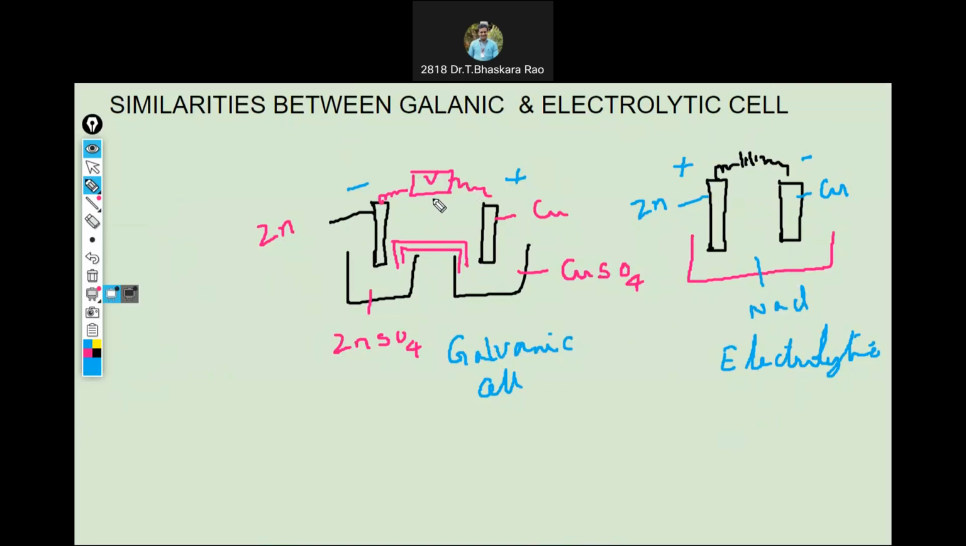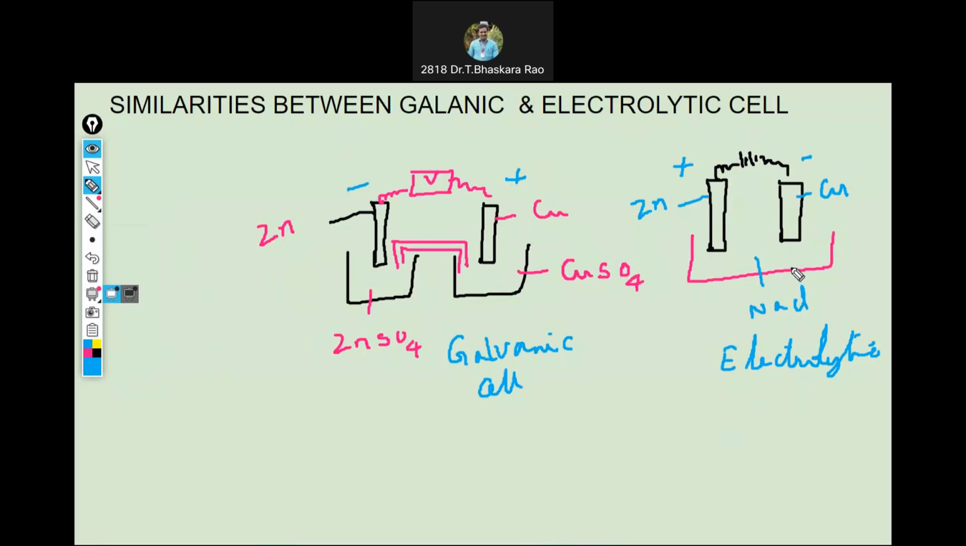And the differences you see here: in the galvanic cell, both the electrodes are connected to the voltmeter. Here it is connected to the battery. In the galvanic cell, electrical energy is produced, whereas in the electrolytic cell, electrical energy is consumed.